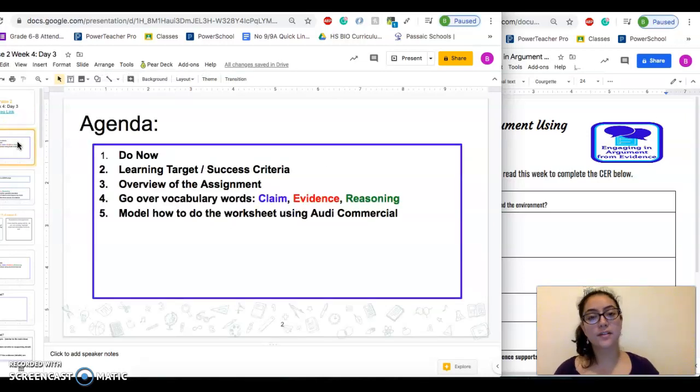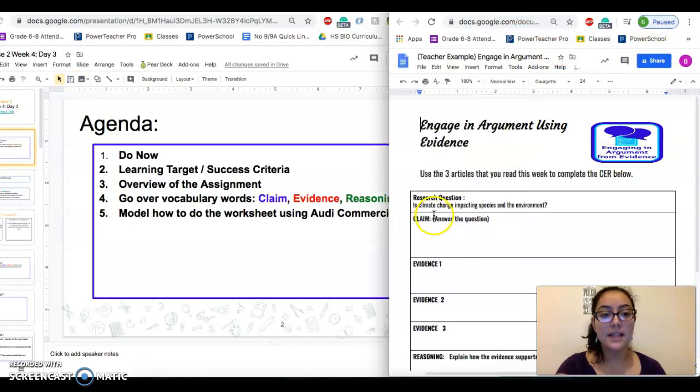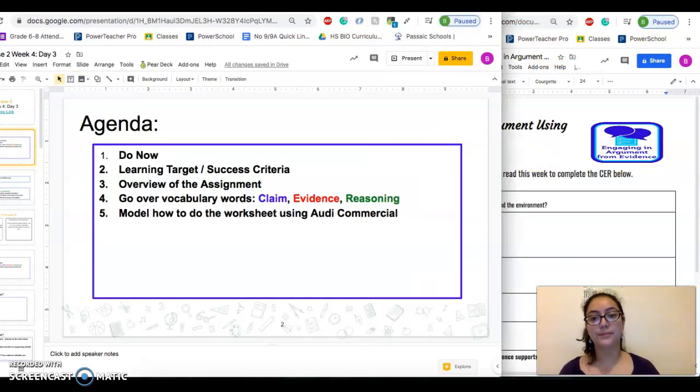So once again, we're always going to start off with our agenda. Remember to do now. I'm going to talk over the learning target, success criteria, and overview of the assignment. Keywords that you need to know today are claim, evidence, reasoning, what they mean and what that is. And then I'm going to model how to do the worksheet for today using a commercial. So I'm not going to use the articles, but I'm just going to use a commercial so that way you get an idea of what it wants. And you can see from my screen, here is my worksheet ready to go.